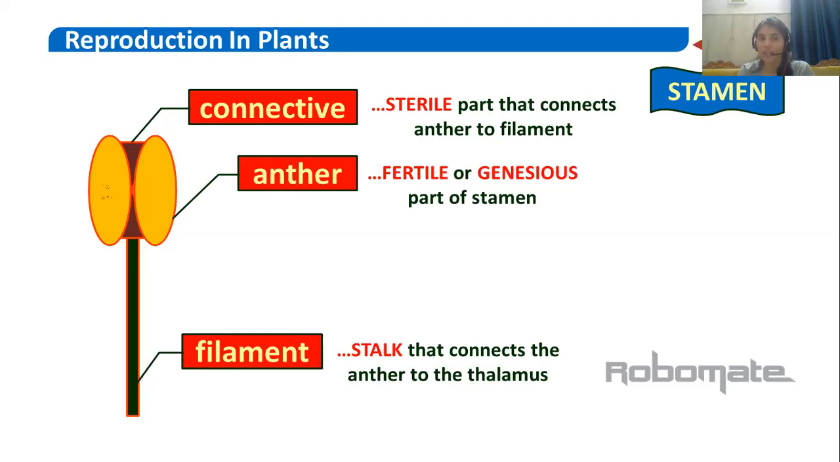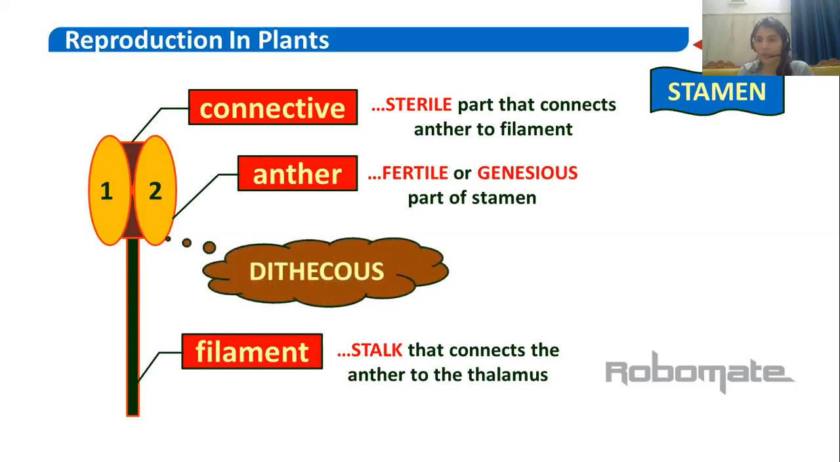Now, this anther, as I've told you, contains two lobes, one and two. These yellow colored two lobes are diathecous. Because the anther contains two lobes, that's why it is also known as diathecous. Diathecous means two lobed structure.